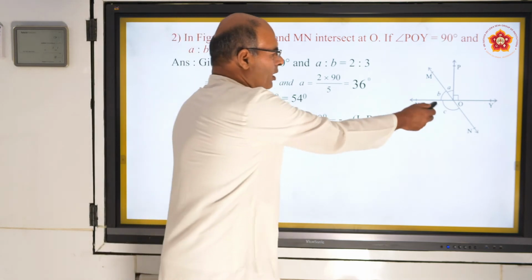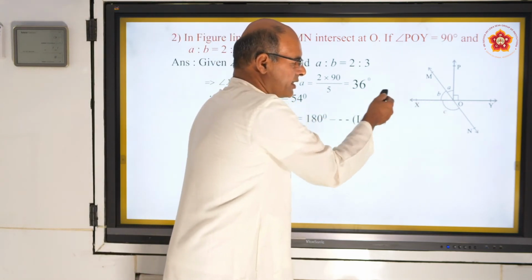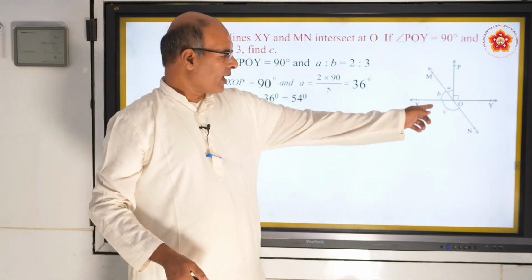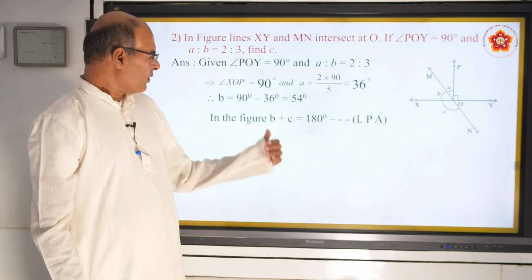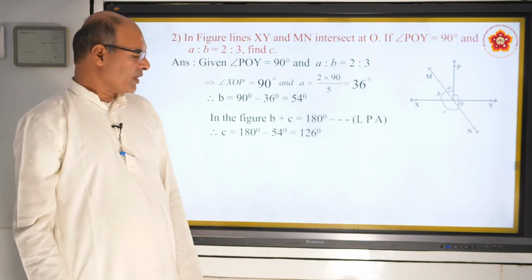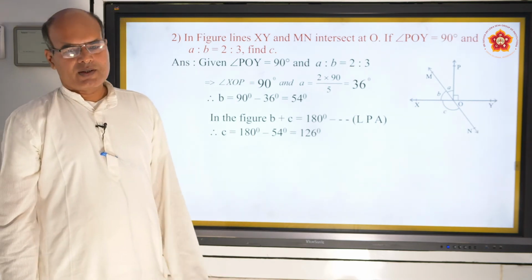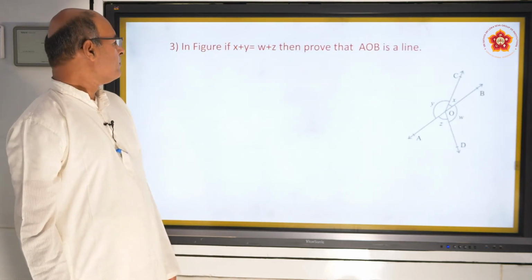So B and C are linear pair angles. MN is a straight line, OX is a ray standing on that straight line. Therefore, these two are linear pair angles. Their sum is 180 degrees. B plus C must be equal to 180 degrees. We know the value of B. B is 54 degrees. Therefore, C is equal to 180 minus 54, that is 126 degrees. Next problem.